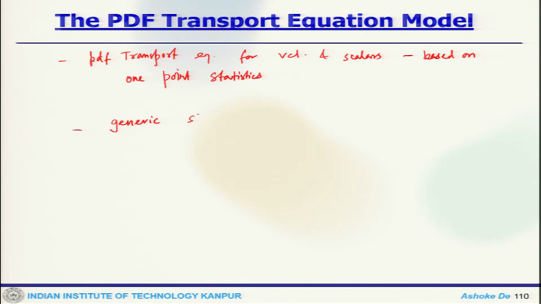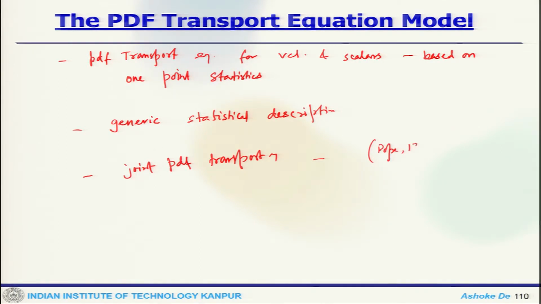Within that framework, we can derive a generic statistical description of these turbulent reacting flows, which will be independent of any combustion regime. Then we look at the joint PDF transport equation and the scalar, and that can be derived. This was proposed by Pope in 1990, and it has become quite useful in reacting systems.